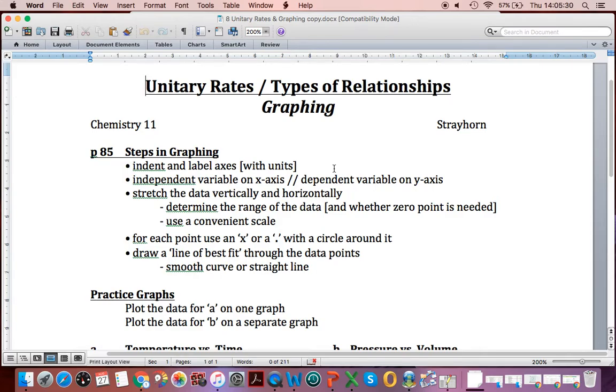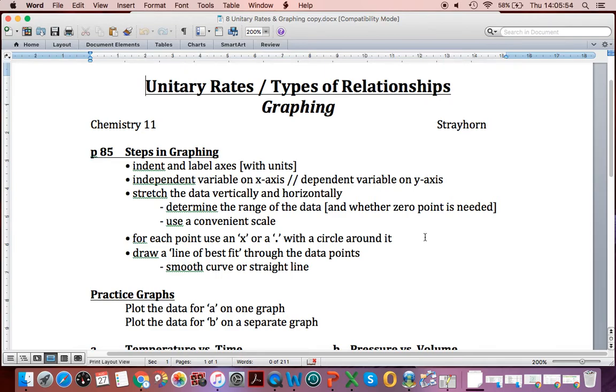The hardest part of graphing is stretching the data vertically and horizontally so it's big and convenient. We're trying to make the graph a nice representation of what's going on, and we don't want to make a tiny little graph. We want it to be as big as possible. Typically we're going to use an X or a dot, and sometimes there'll be a dot with a circle around it whenever we put a graph point in.